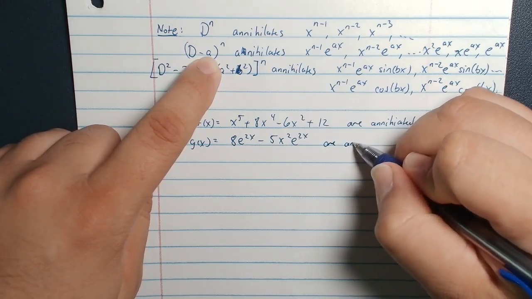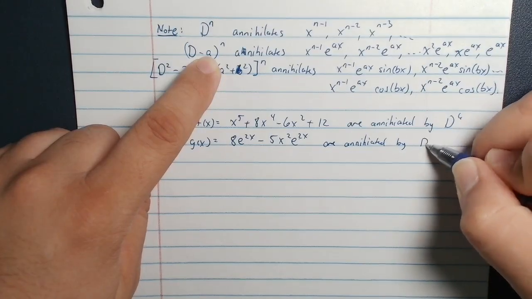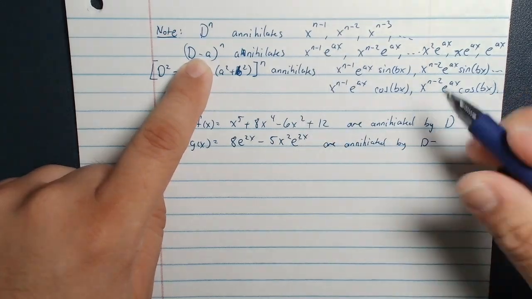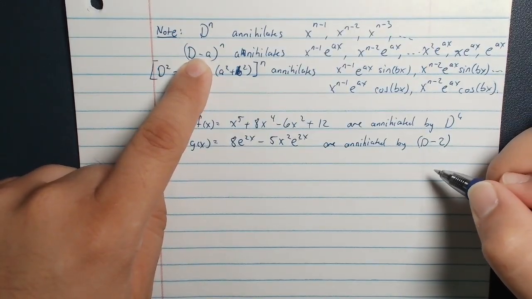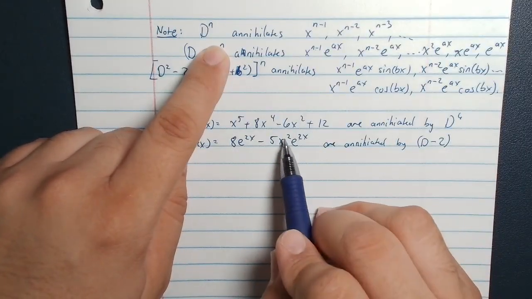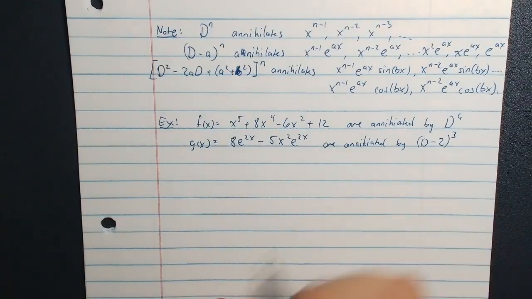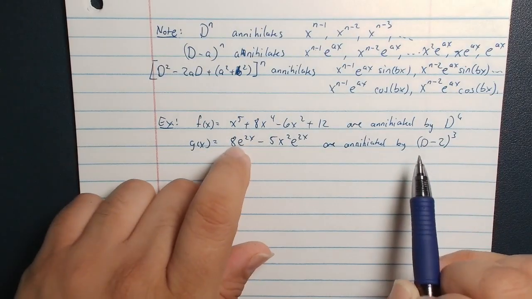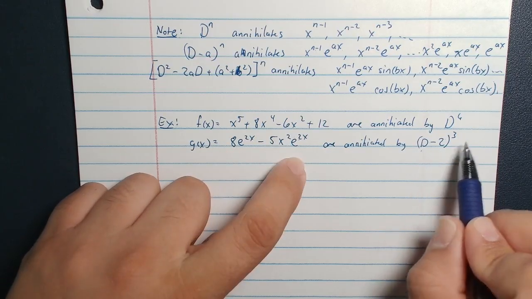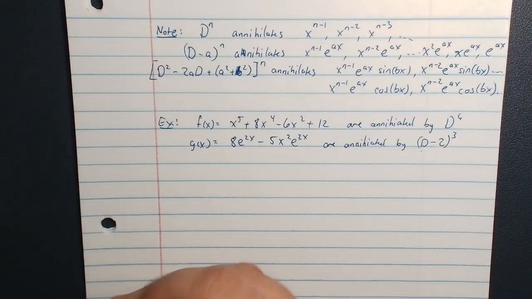These are annihilated by D minus a, and again, a is my 2 here, the coefficient in my exponential, D minus 2 to the power of n, where again n is 1 higher than the biggest power you see here. Since the biggest power you see here is 2, then your n is going to be 1 higher than that, so that'll be 3. That'll be annihilated by (D minus 2) to the power 3. You can actually try that. You can actually take the derivative of this minus double this 3 times, and that'll give you 0.